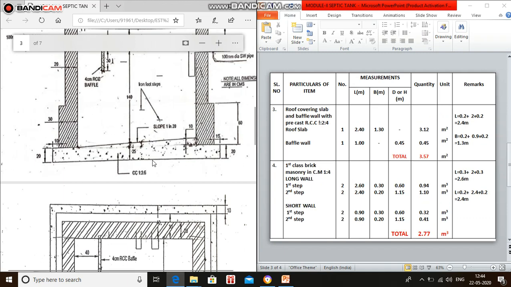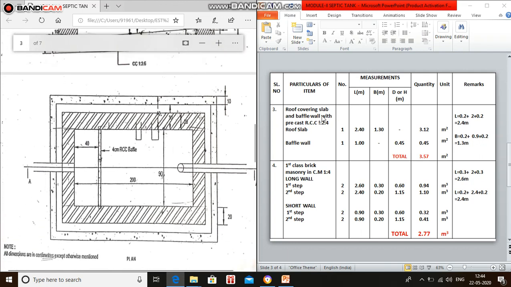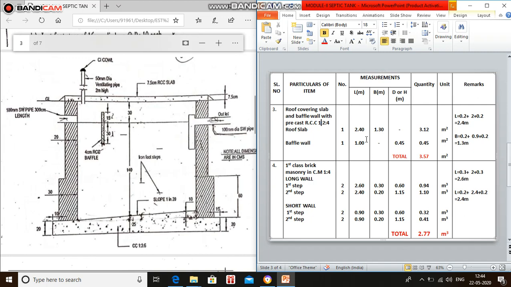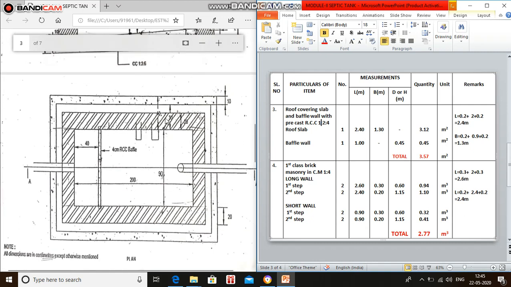Next, third one, roof covering slab and baffle wall with precast RCC 1:2:4 roof slab. Coming to the roof slab here, one number is the roof slab, and length is 2.4 meter. That is nothing but the clear dimension 2 meter plus 0.2 plus 0.2, 2.4 meter, and breadth here is 0.9 meter plus 0.2 plus 0.2, so 1.3 meter. The quantity is 3.12 meter square.